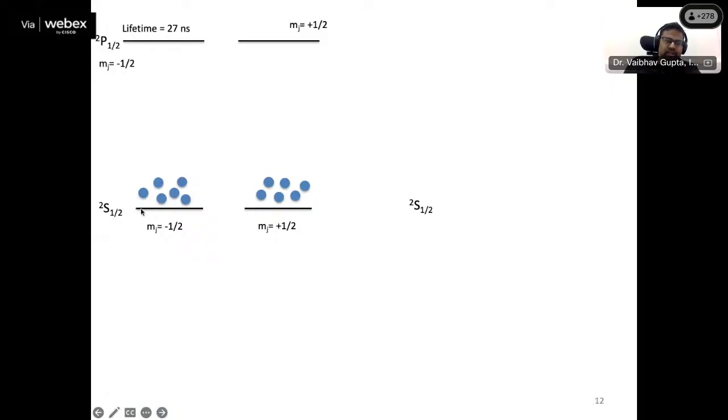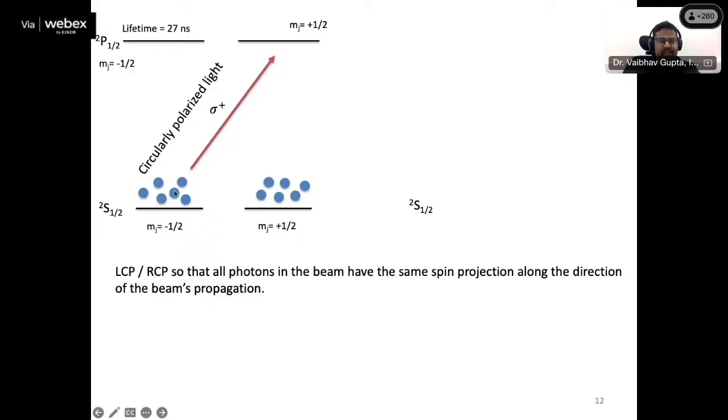So just assume that in 2s half you have these two levels, and actually the probability of having a rubidium atom in this one and this one is roughly equal. Nobody is telling them to go into this one or that one. So if you take this glass cell, there are millions of rubidium atoms. Half of them you will find in this state and half of them in this particular state. What does it mean? Some of them have a spin plus half and some have a spin minus half. Now what we do is that we excite this state with circularly polarized light.